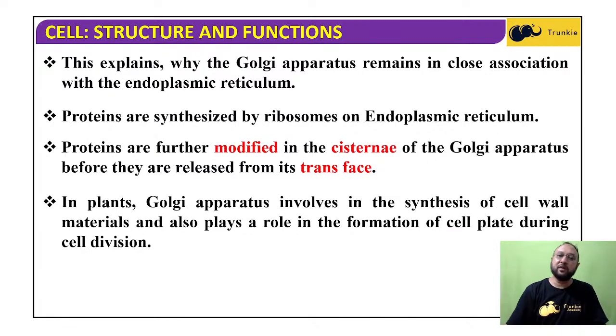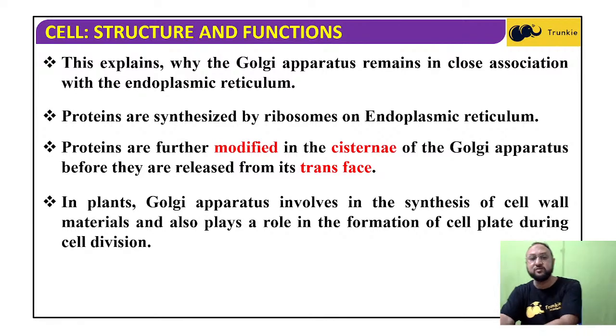In plants, the Golgi apparatus is involved in the synthesis of cell wall materials and also plays an important role in the formation of the cell plate during cell division. So in plant cells, it is also involved in the formation of cell wall materials. But not in animal cells, since animals do not have a cell wall. So they are basically involved in the packaging and processing of the proteins received from the endoplasmic reticulum and ribosomes.